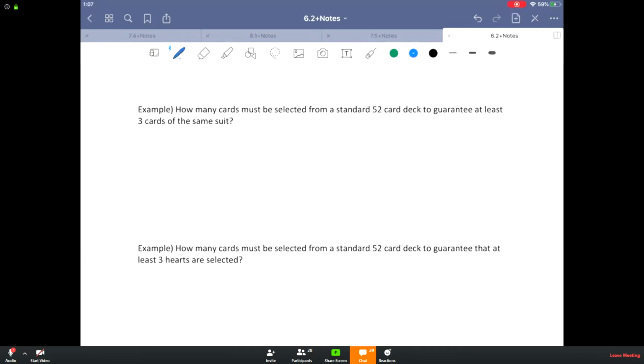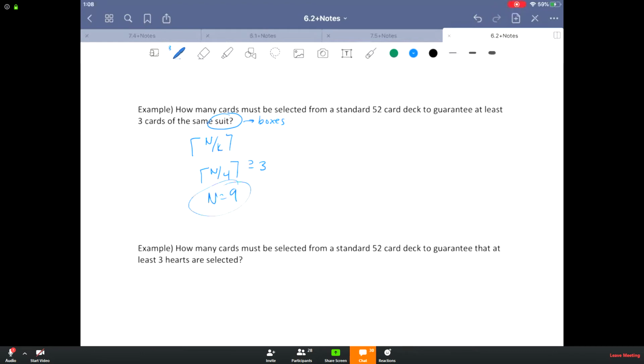Now if you use the formula, you're trying to find N over K. In this case, you're trying to find how many cards you need, so you need to find N. K is the number of boxes, and your boxes are your suits. There are 4 suits, so 4 boxes. You want at least 3 cards of the same suit, so you need that to be greater than or equal to 3. What number gives you that with the ceiling function? If you do 8 cards, you get 8 over 4, which is 2. Ceiling of 2 is still 2, so you need the next number, which would be 9.